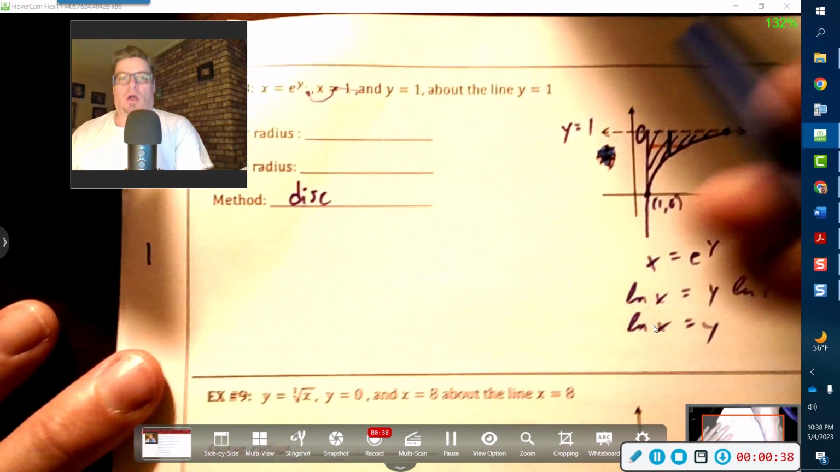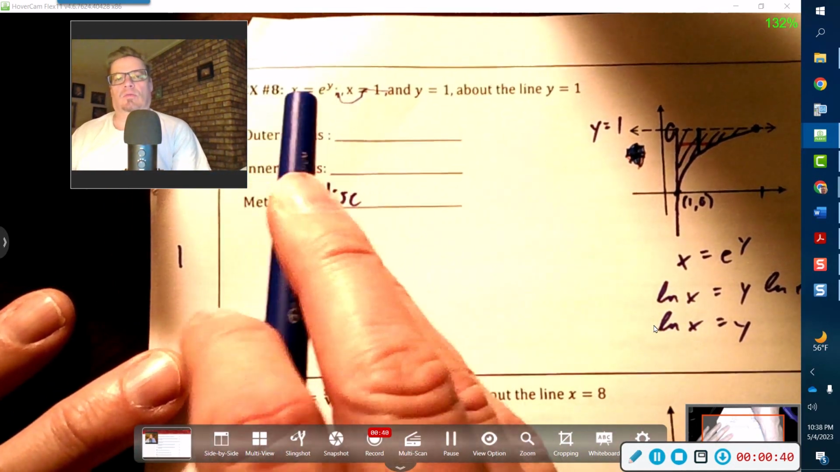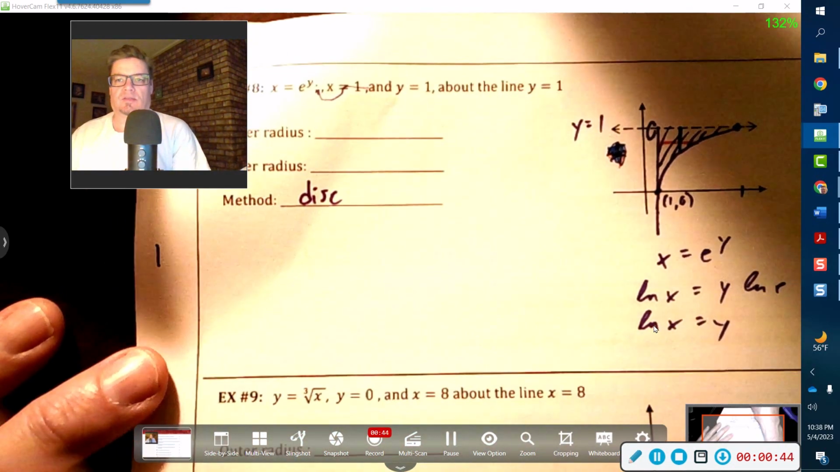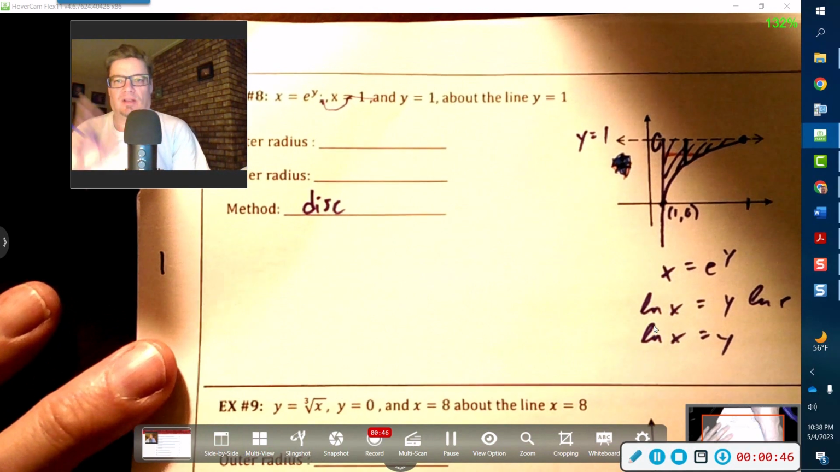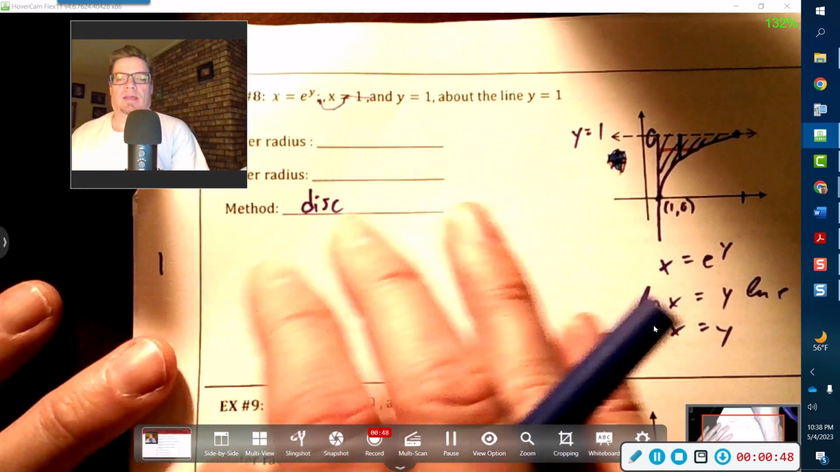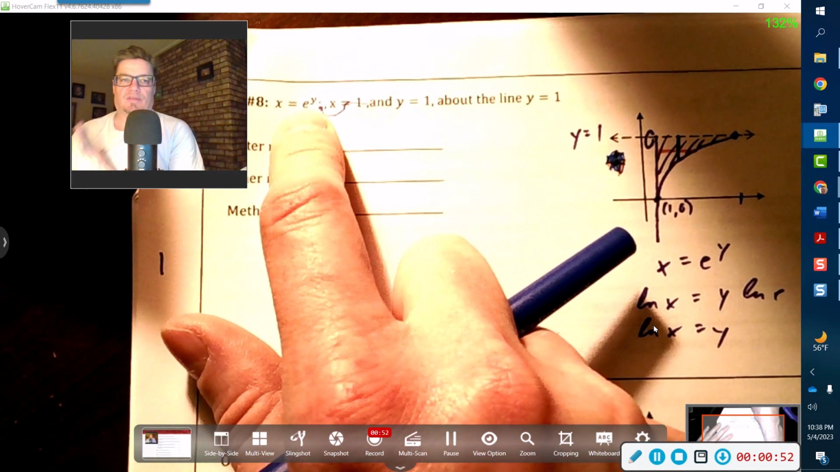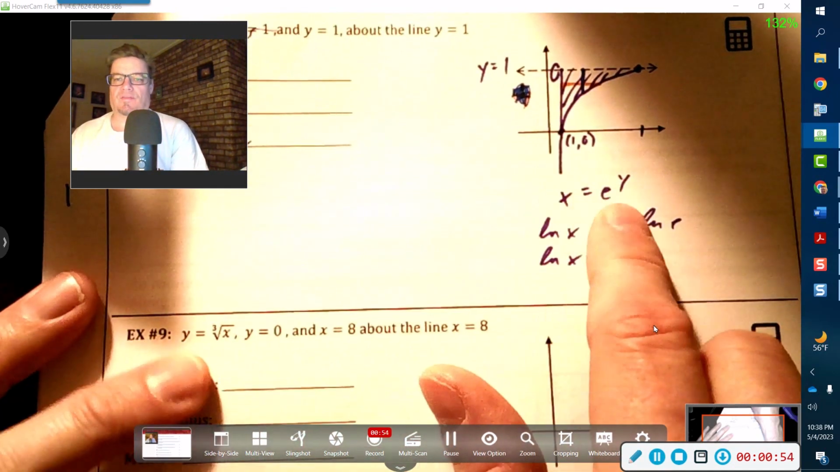So we got x equals e to the y. I don't like that. I like this in terms of y so that I can see what it looks like on a normal graph, right? This one is not something I can easily visualize. So what I'm going to do is solve for y.